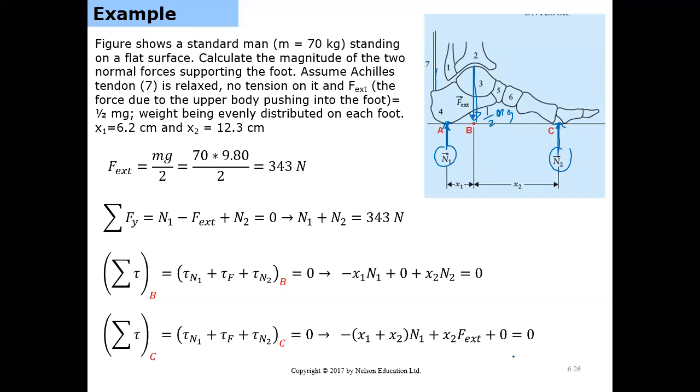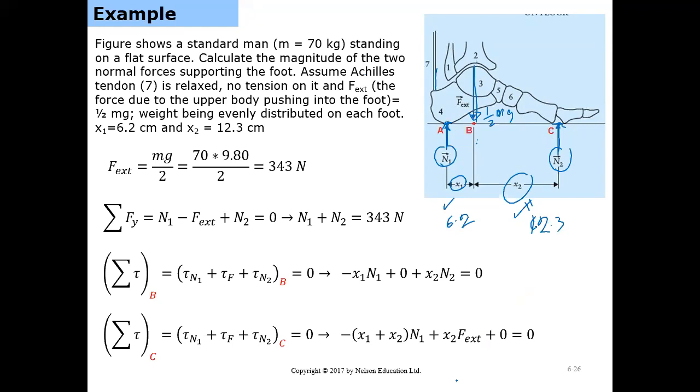Okay. Now, we are given this value and this value. They are not equal. X1 is equal to 6.2 and X2 is equal to, greater, 12.3. So that means N1 is going to be different from N2, because it is not in the middle. The half mg from his weight is not going to be equally distributed at this contact and this contact. So we are supposed to find this N1 and N2.